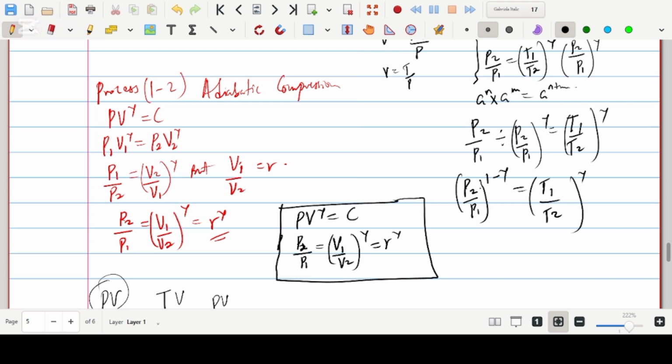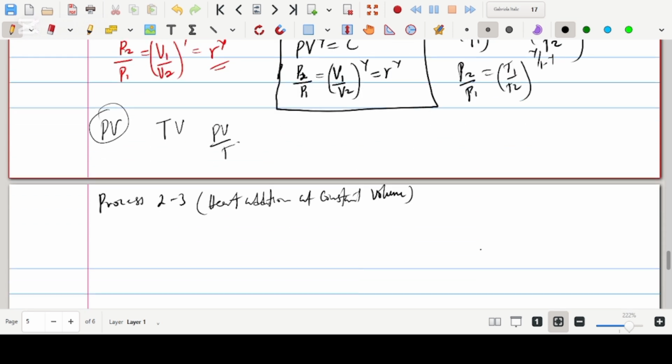So this is another equation for adiabatic compression. For adiabatic compression, this is another equation. We can still have another equation as well, but better still you write it as P2 over P1 is equal to T1 over T2 raised to power gamma over 1 minus gamma. Is that taken? So still the same thing. That's another equation. Don't forget that.